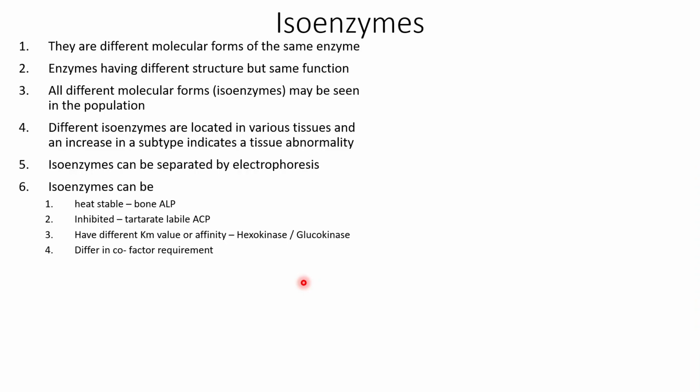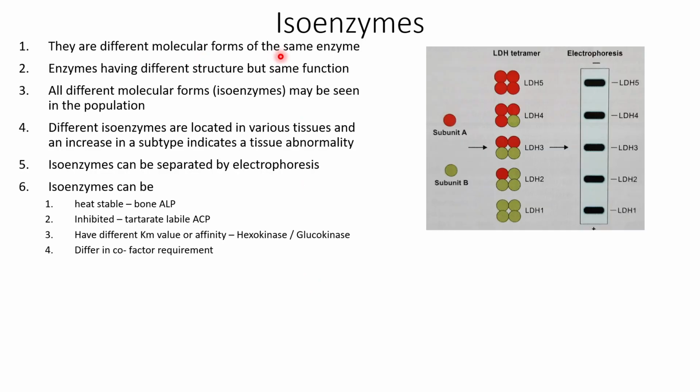Now let us look at isoenzymes. What are isoenzymes? Isoenzymes are different molecular forms of the same enzyme. Okay. Now if you look at the LDH enzyme, the LDH enzyme is made up of subunit A and subunit B. Okay, so the structural components of LDH1 and LDH5 are different, but they have the same function. Okay, so different molecular forms of the same enzyme, or enzymes which have different structure but the same function.